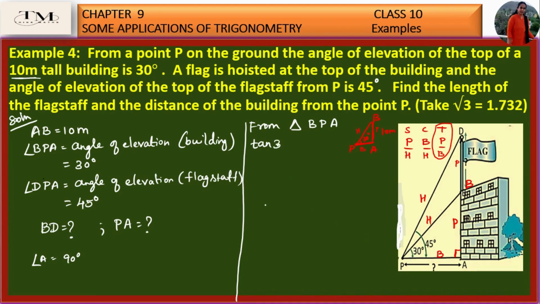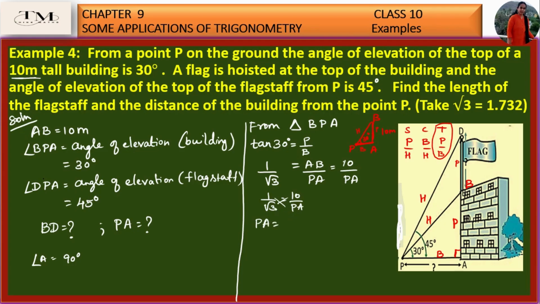So tan 30 is equal to perpendicular by base, which is the perpendicular AB by PA. So what is AB? AB is 10 meter. We have to find out PA. What is tan 30 degree? It is 1 by root 3. Just cross multiply. We have 1 by root 3 is equal to 10 by PA. Cross multiply. 1 into PA is PA.